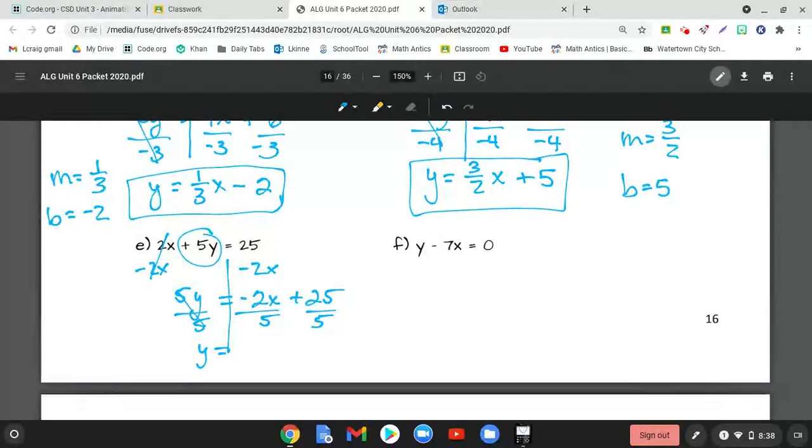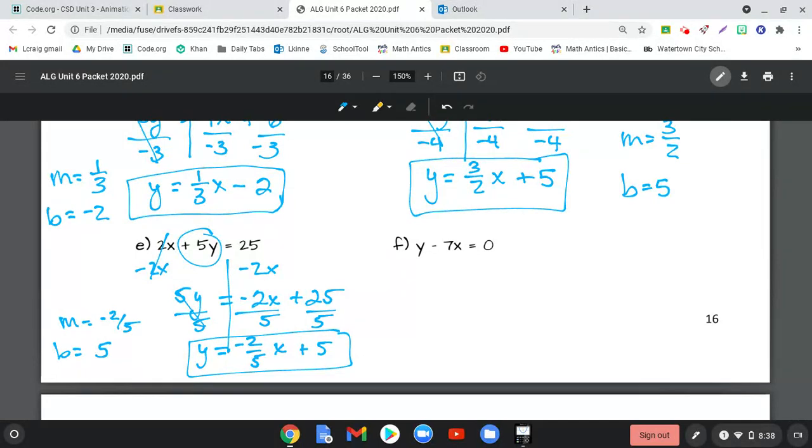So y equals negative 2/5 x. And again, you could put it in your calculator, you'd get the same thing. And then 25 divided by 5 is just 5. So your slope is negative 2/5, and your y-intercept is positive 5.